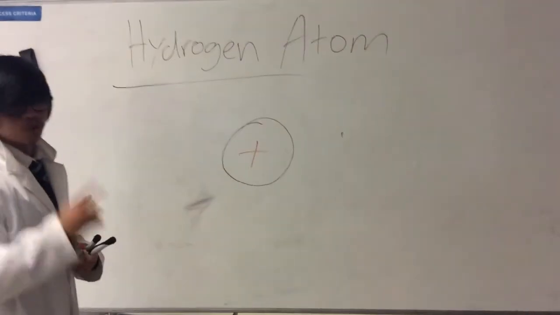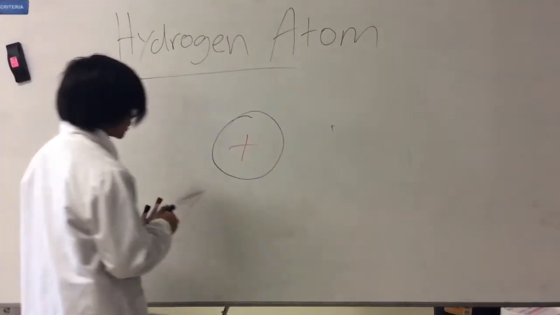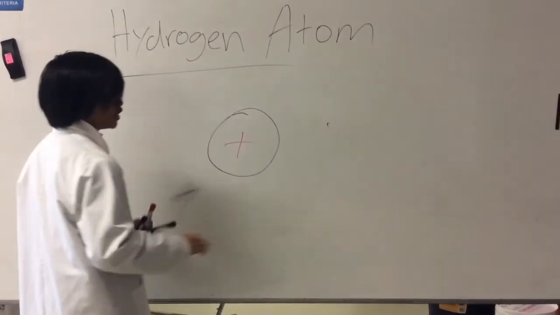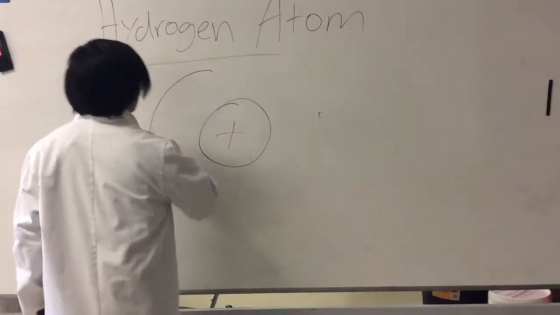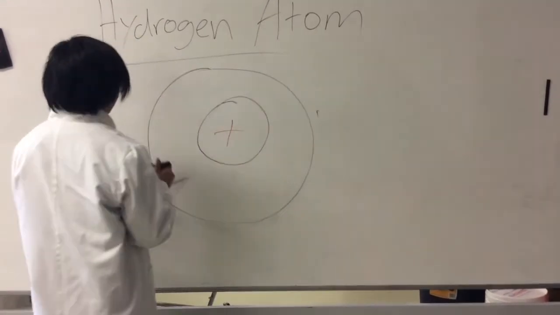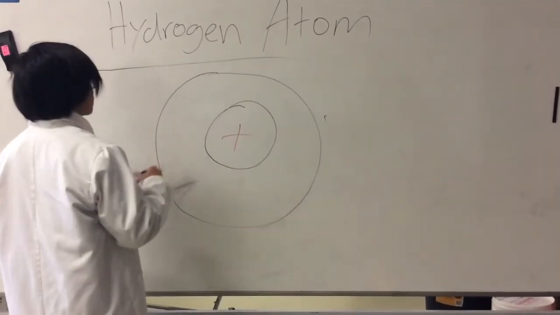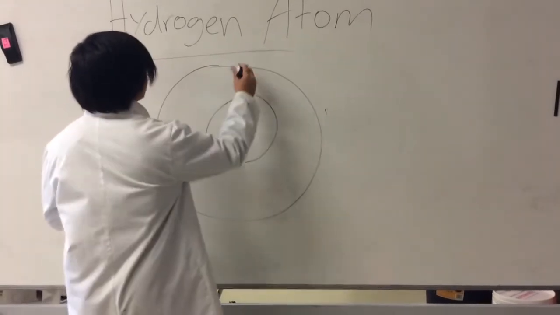Hydrogen atom contains only one proton in the nucleus and no neutron whatsoever. In every atom, there's always a valence shell. And this valence shell only has one electron.